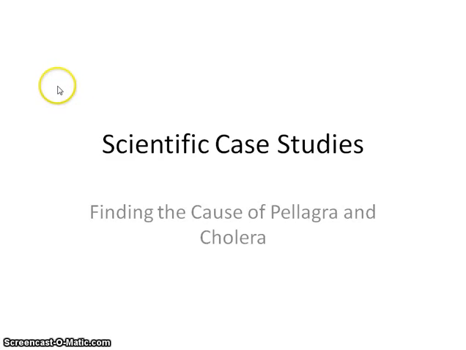All right, in this lesson, we're going to use the scientific method to study two human diseases. One's called pellagra and the other cholera. In particular, we're going to be looking for the cause of those diseases. Now, this is the core of what science is all about, finding the causes of things.